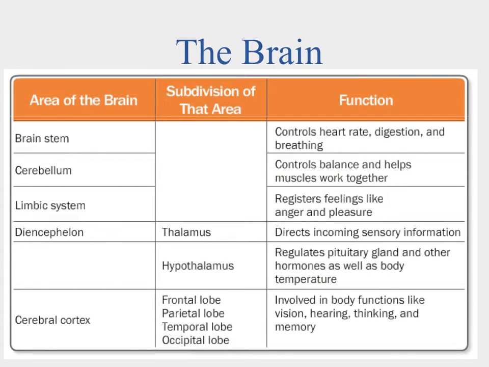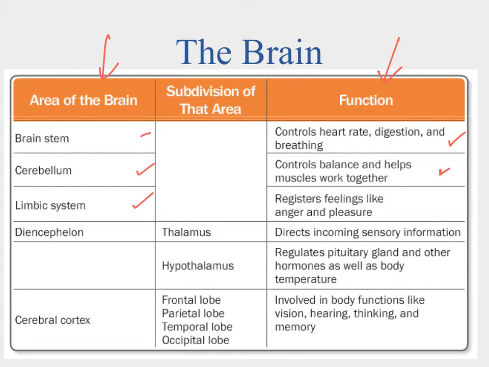Okay, so here we can see the areas of the brain that we just showed you real fast, and we'll go over their function a little bit. We have the brain stem we talked about, and this is what controls the autonomic systems of our body, like our heart rate, digestion, our breathing, the things we don't think about but we need to have happening for us to live. We have the cerebellum, and the cerebellum is what controls balance and helps our muscles work together.